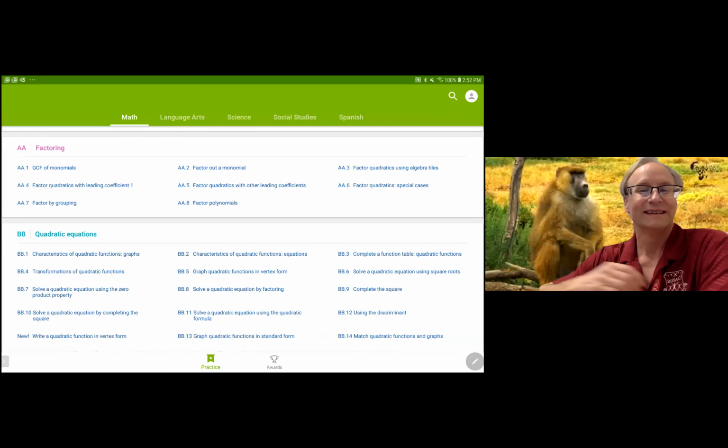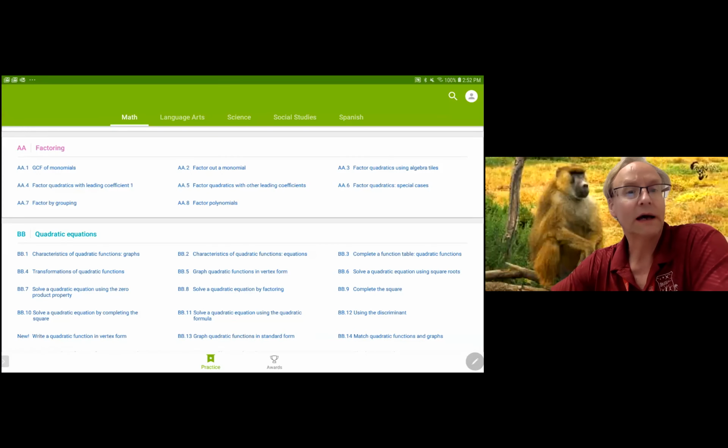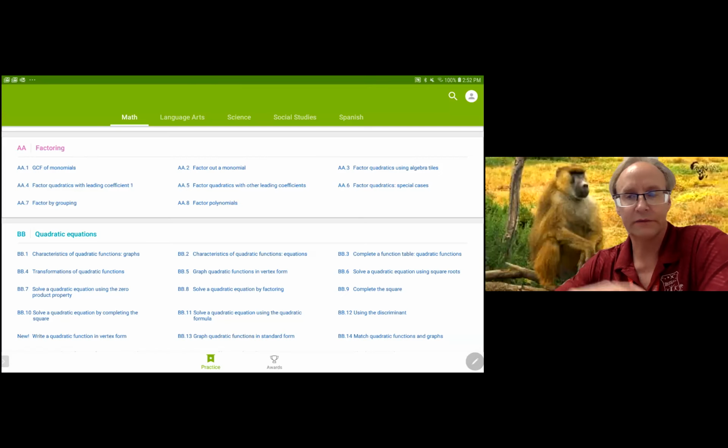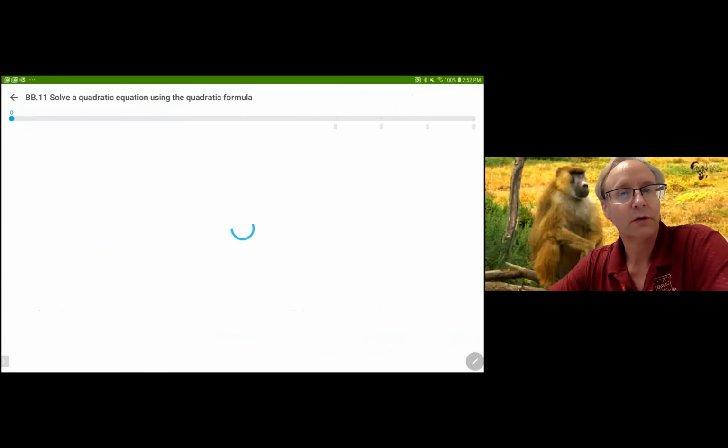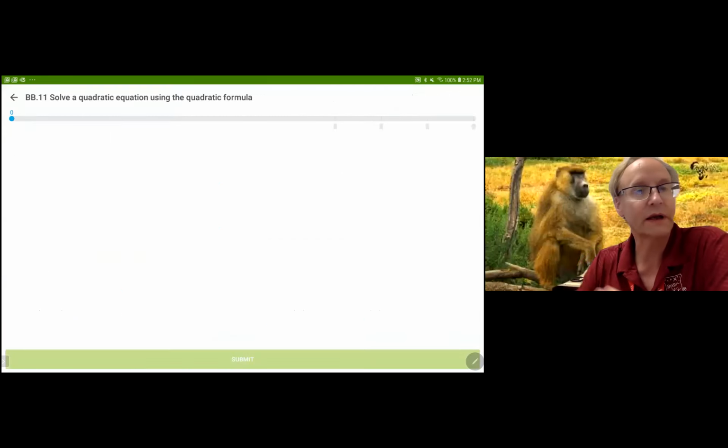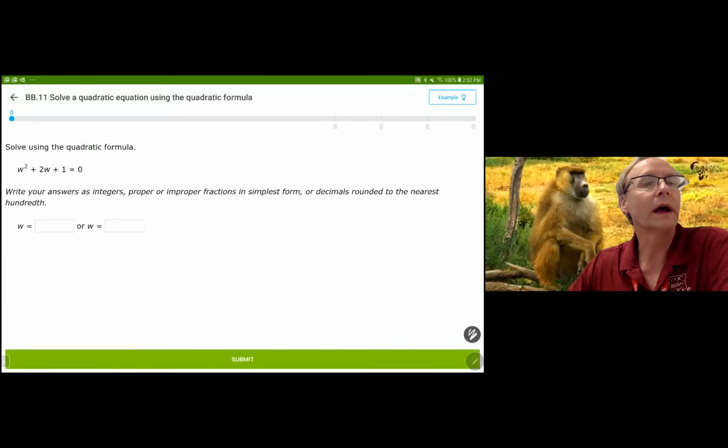Hi, everybody. Today we're going to do quadratic formula. This is BB.11 from Algebra 1 IXL. I haven't previewed it, so hopefully it'll give us some that we're probably going to get an estimate. I have my calculator ready. Okay, so we're supposed to use the quadratic formula for this.